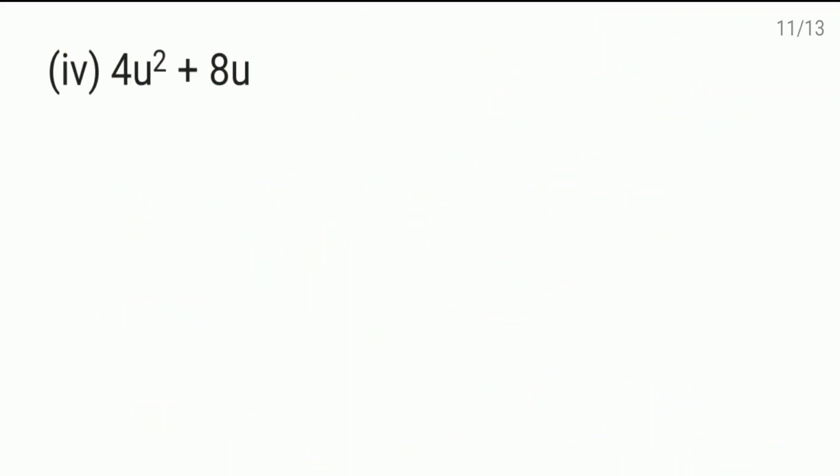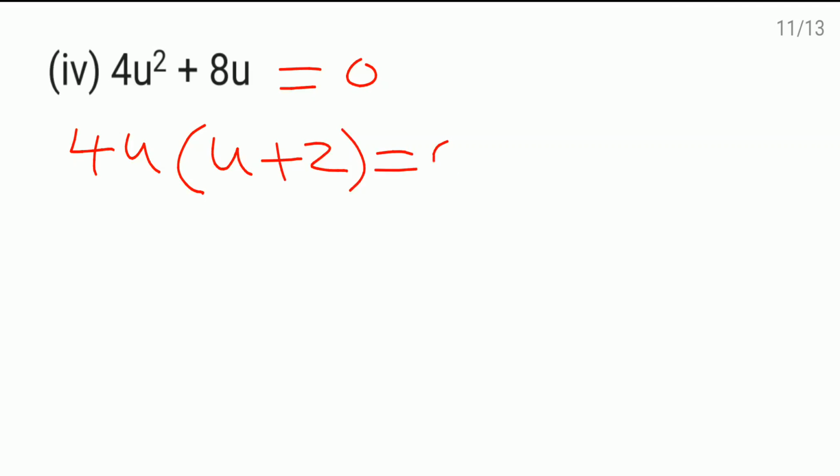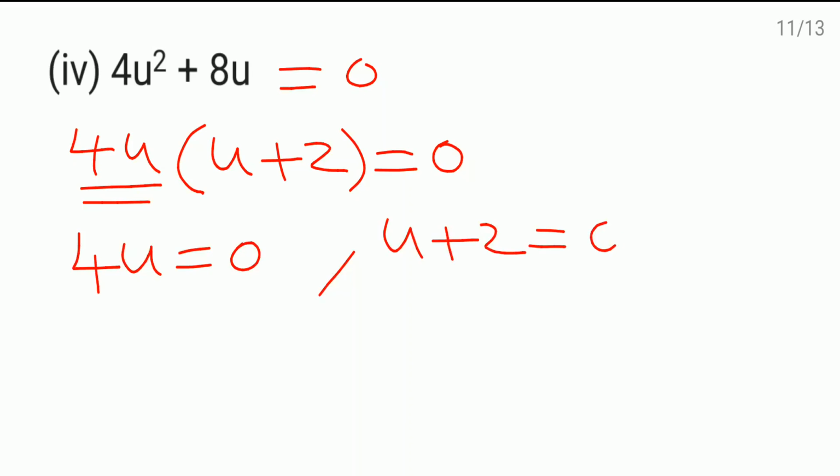Let us see the fourth sum. This one also we will equate with 0. Now see, what can we take common? 4u is common. Now, why are we doing so? Because only two terms are there. Okay, the constant term is missing. So 4u is common, and in the bracket u is left plus 2 is left, which is equal to 0, because we have taken 4u as common. Now 4u will equate with 0 and u plus 2 will equate with 0.